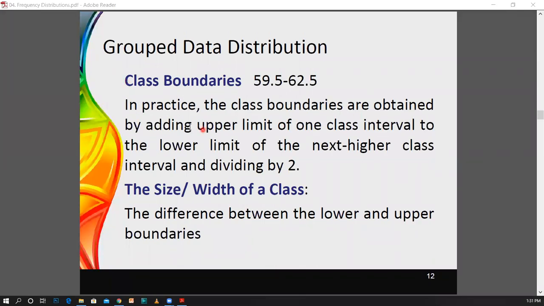Therefore, the upper class boundary of one class would be the same as the lower class boundary of the next class. If you have obtained the class boundaries, then the upper class boundary of one class would be equal to the lower class boundary of the next class. Then the next term is the size of a class or the width of a class. We can simply say it is the difference between the lower and the upper boundaries.